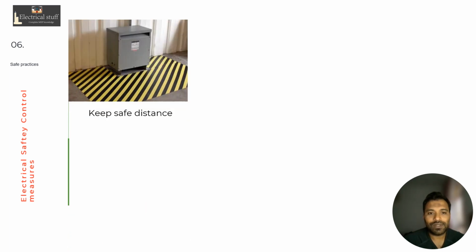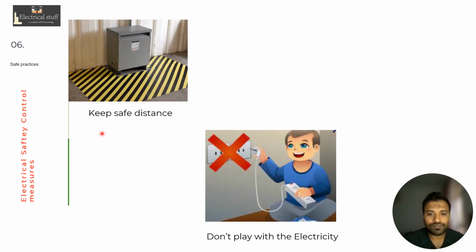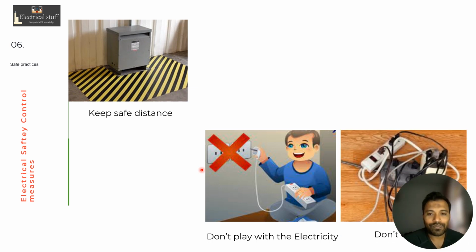So what are the safe practices? Remember always, keep a safe distance from the electrical panels. You and your children shouldn't go near the electrical panels. Most important thing, don't play with electricity. See, kids are playing, and sometimes we are playing with the switches, on and off, on and off. These things we should not do. With electricity we should not play.